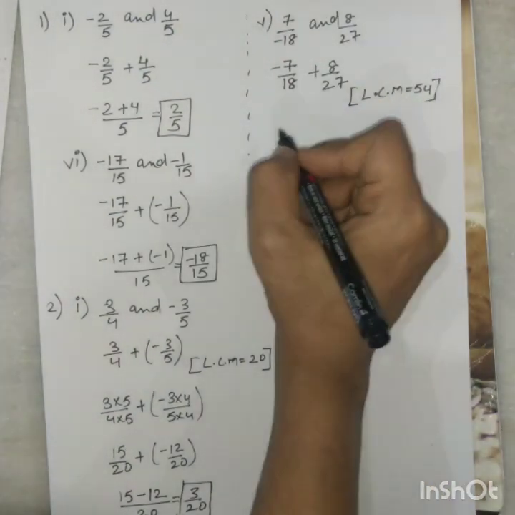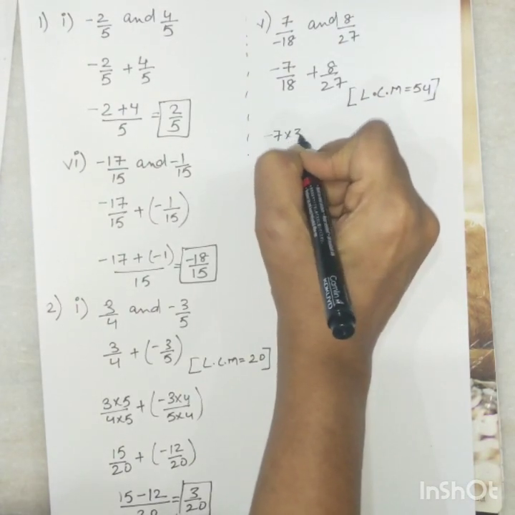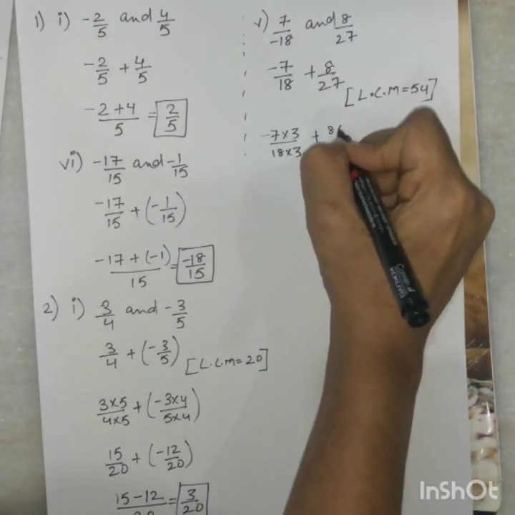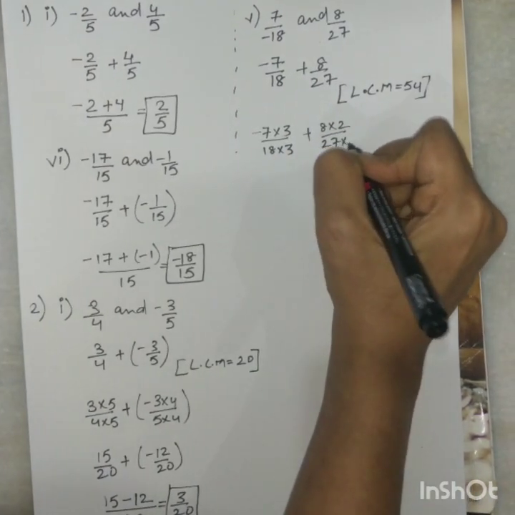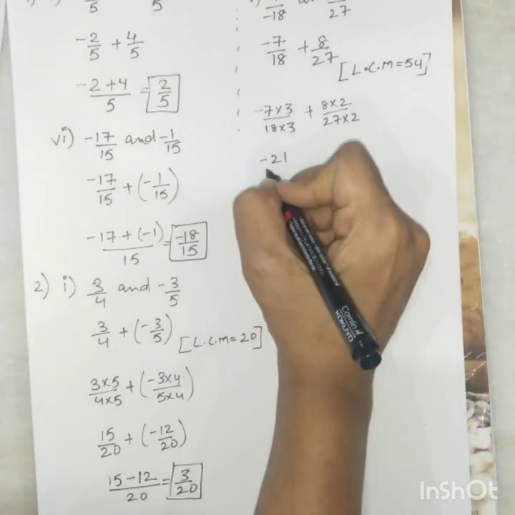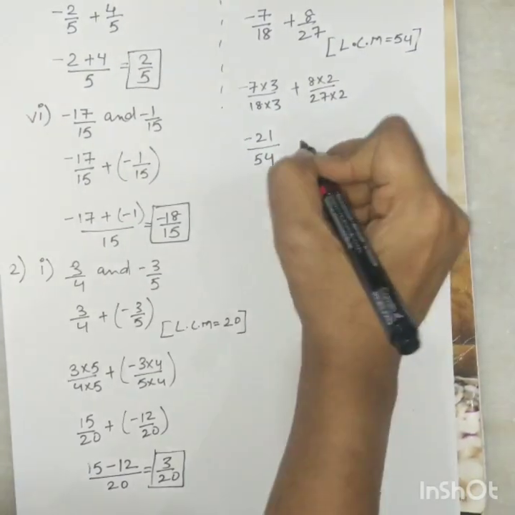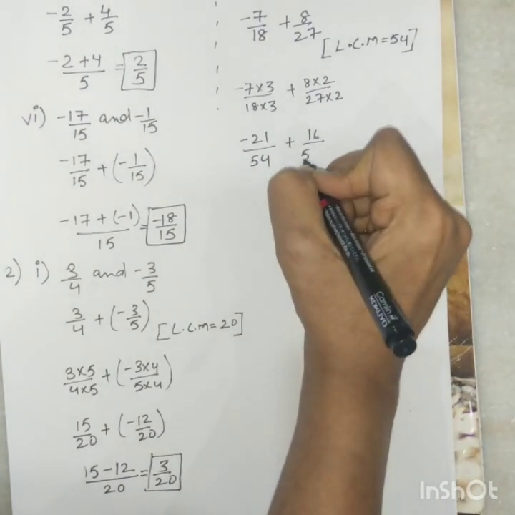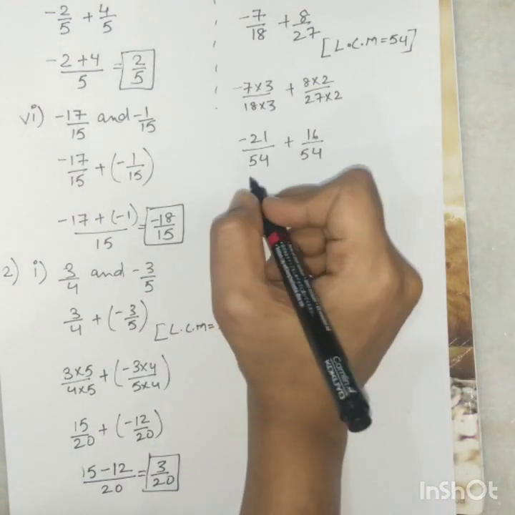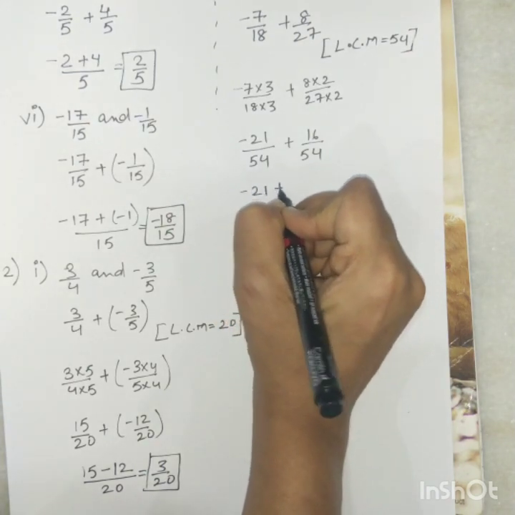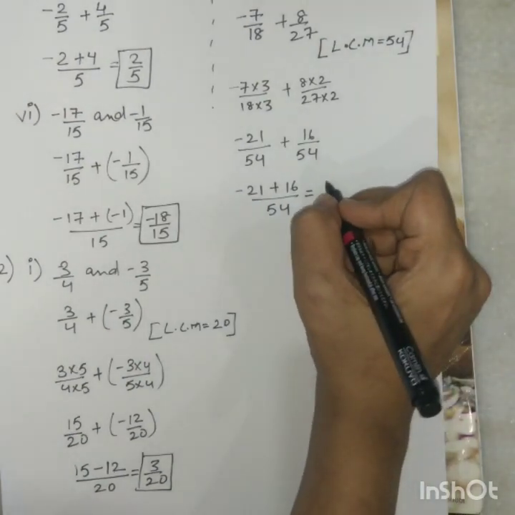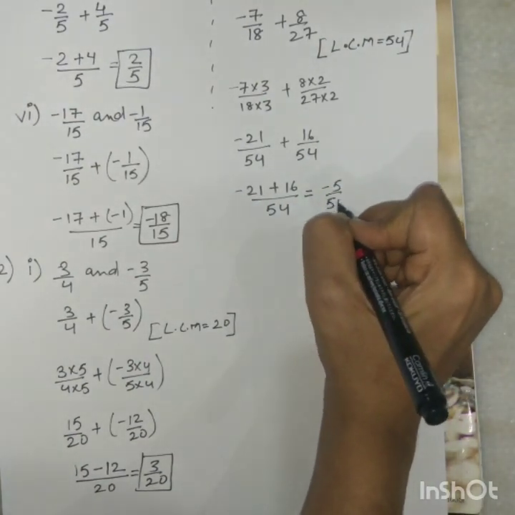So as usual, minus 7 into 3 upon 18 into 3 plus 8 into 2 upon 27 into 2. So minus 21 upon 54 plus 16 upon 54. Now the denominators have become common, so I can solve it now. Minus 21 plus 16 upon 54 will give me minus 5 upon 54.